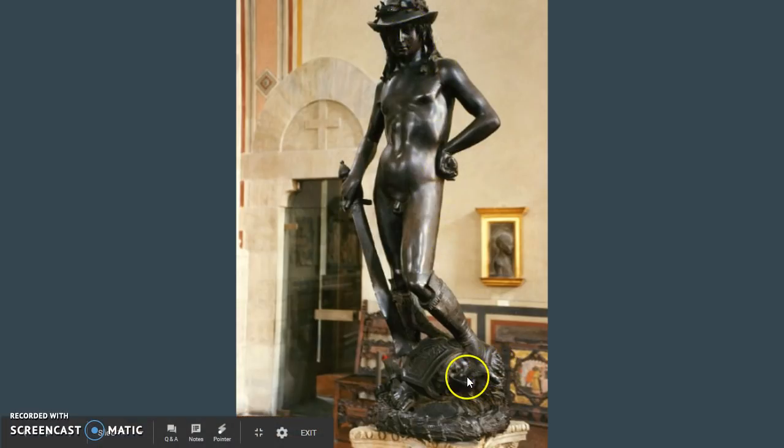And you can see his foot is on Goliath's head. All right, so there's a lot going on here in this painting. It is a nude painting. I keep saying painting. I'm sorry, sculpture. A lot going on here in this sculpture.